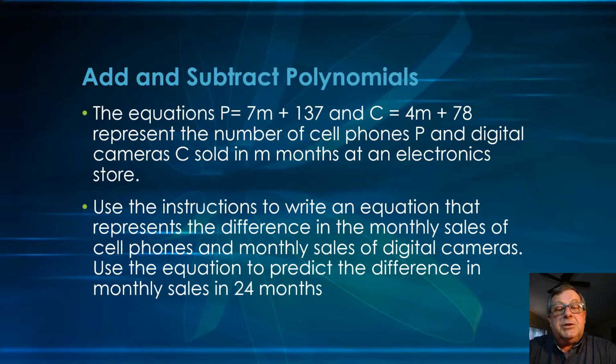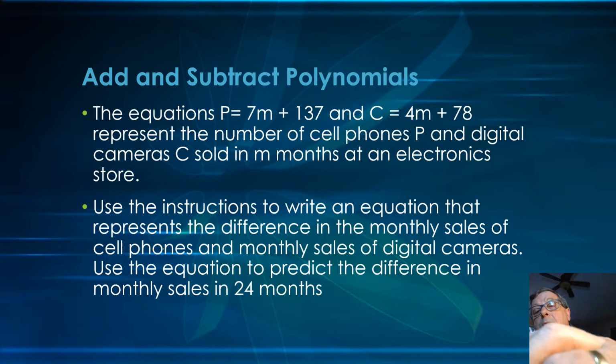Well, let's continue on. It says use these equations to write an equation that represents the difference in the monthly sales of cell phones and monthly sales of digital cameras. And then lastly, use the equation to predict the difference in monthly sales in 24 months. Well, let's see. We've got two polynomials. They're both binomials, actually, we could say.